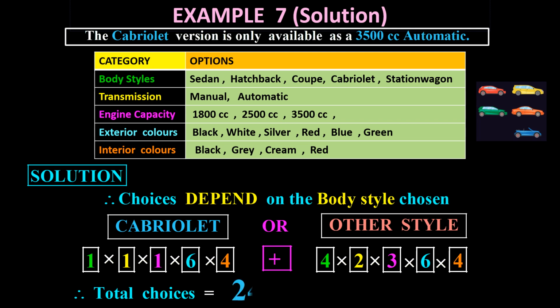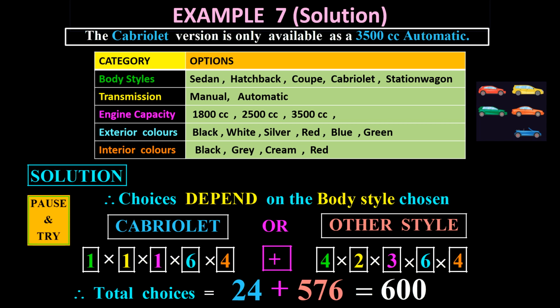So the total choices for the cabriolet, we have a total of 24. And for the other style, we have a total of 576. And then we find the sum of that. So the sum here would give you a total of 600 choices.